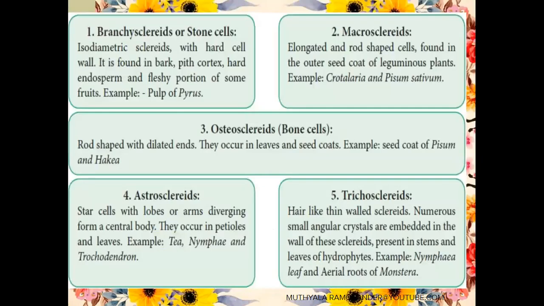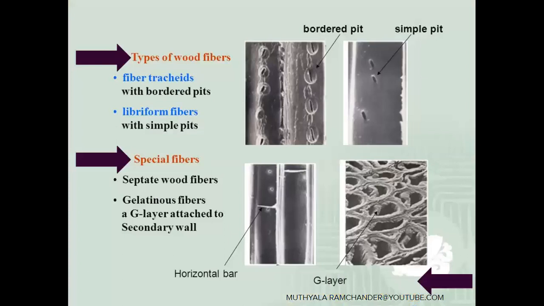The next one is xylem fibers. Xylem fibers are mainly of two types. One is fiber tracheids, the other libriform fibers. Besides these, special fibers are present in the xylem. The special types of fibers are septate wood fibers and gelatinous fibers. See, simple fibers are mainly two.